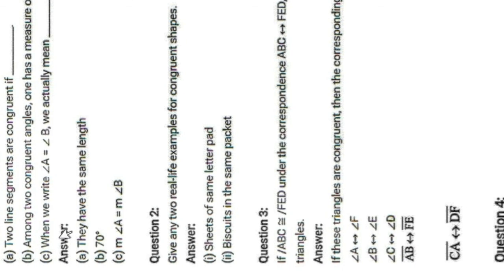Let us start with exercise 7.1. Question number 1. Complete the following statements. Two line segments are congruent if and only if they have the same length. Among two congruent angles, one has a measure of 70 degrees, the measure of the other angle is also 70 degrees. When we write angle A equal to angle B, we actually mean that the measure of angle A equals the measure of angle B.